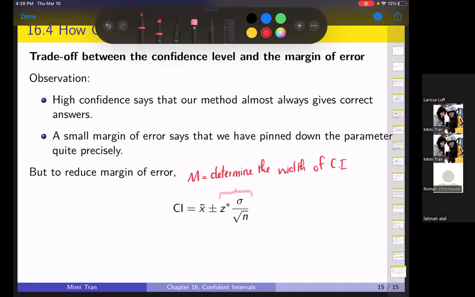Now, what happens if my margin of error M is small? If this is small, then you have a narrow confidence interval, right? The CI becomes smaller. If M is big, then the CI is wider or bigger. Wider, narrower, right.